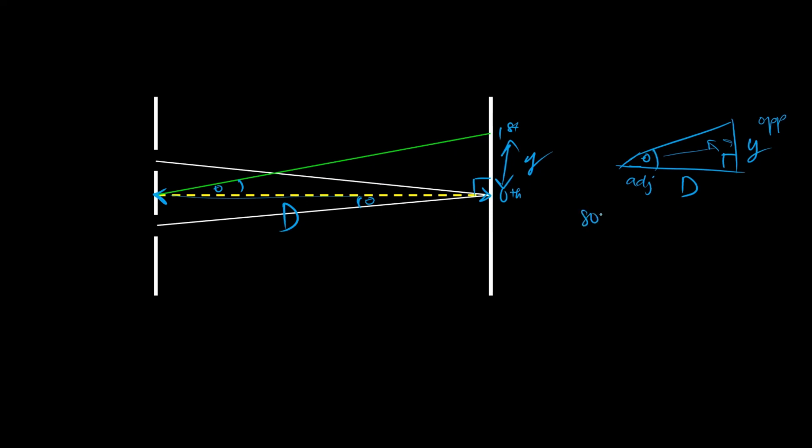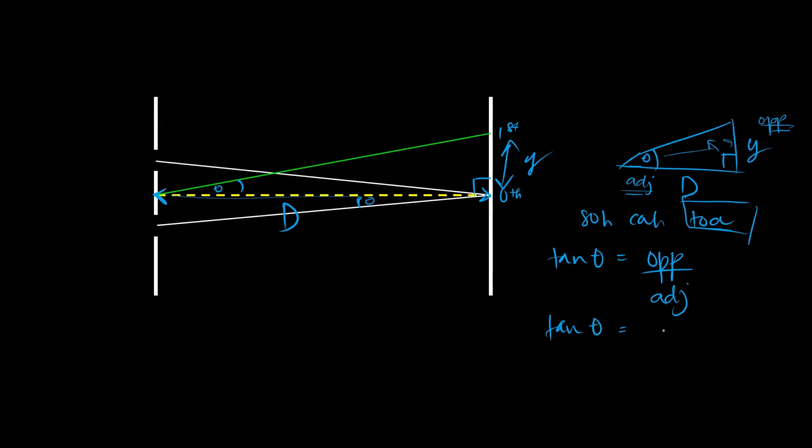So I hope you can recall SOHCAHTOA, right? We are given the opposite side and the adjacent side. So we can use the tan ratio, where tan theta is equal to the opposite side divided by the adjacent side, which means tan theta is equal to Y over D, meaning the distance between the central fringe and whichever order fringe you want, divided by the distance between the slit and the screen.